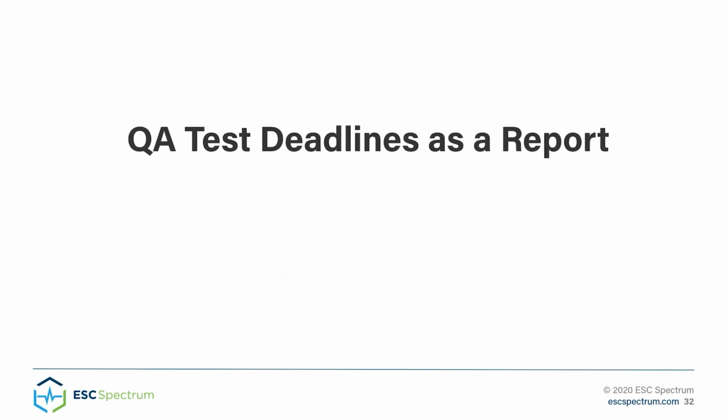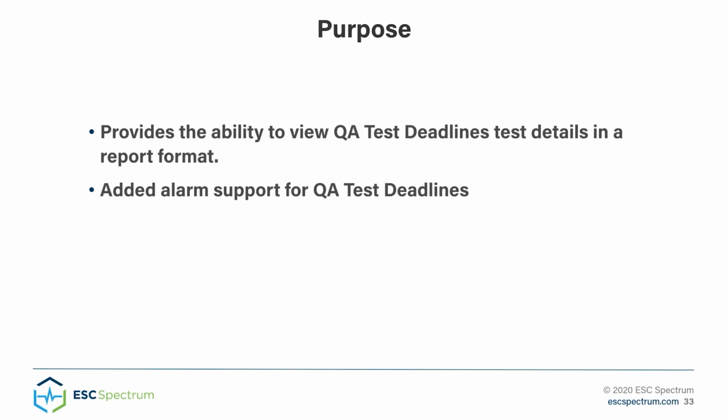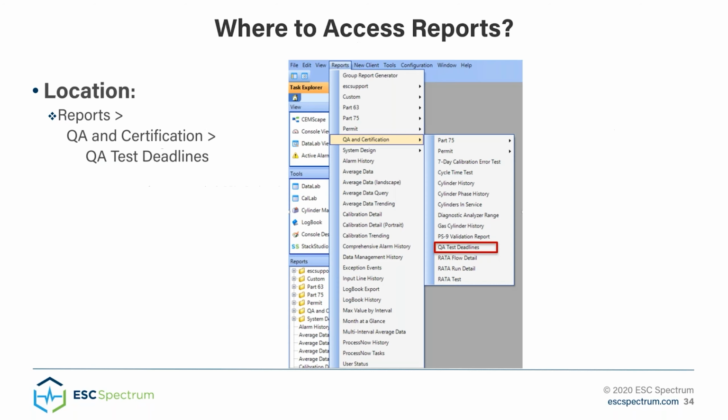QA test deadlines as a report. The purpose of this change is that QA test deadlines as a report offers much more flexibility than a fixed UI screen. And we also added alarm support. Where do you find the new QA test deadline report? It's under Reports, QA, and Certification.